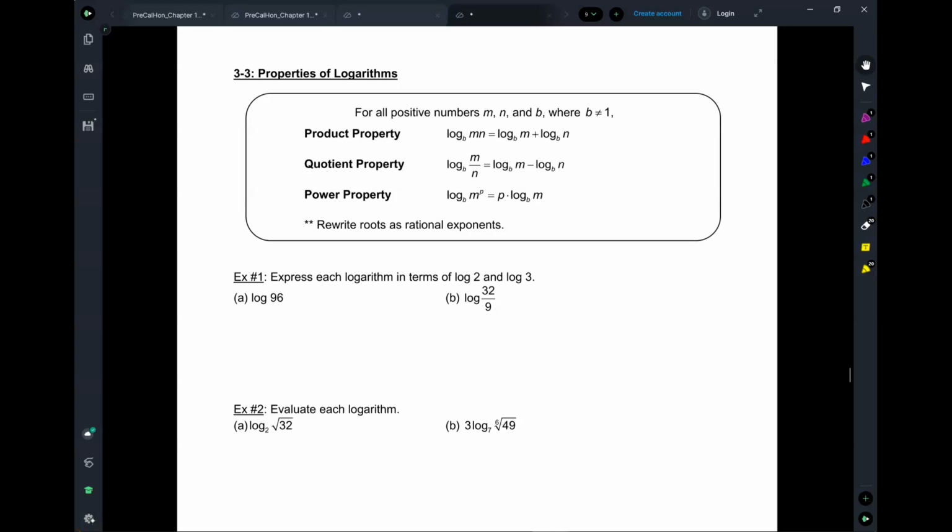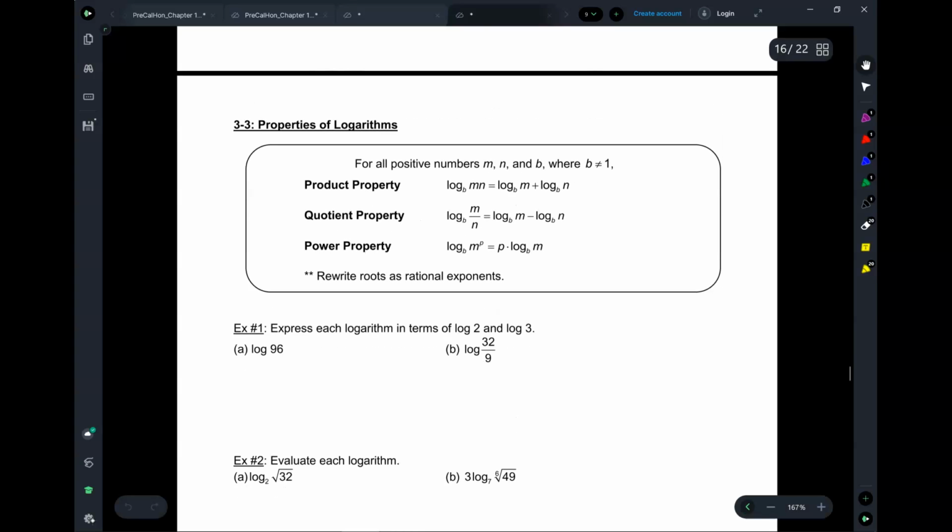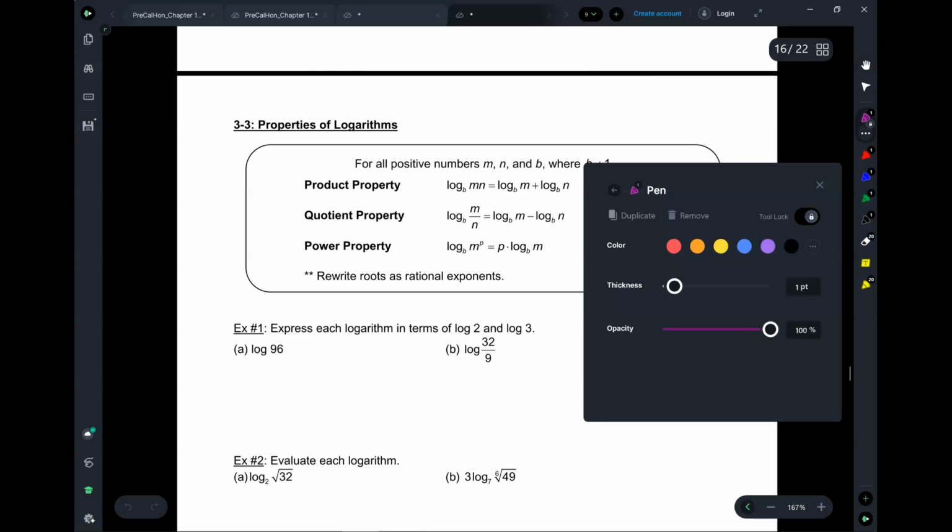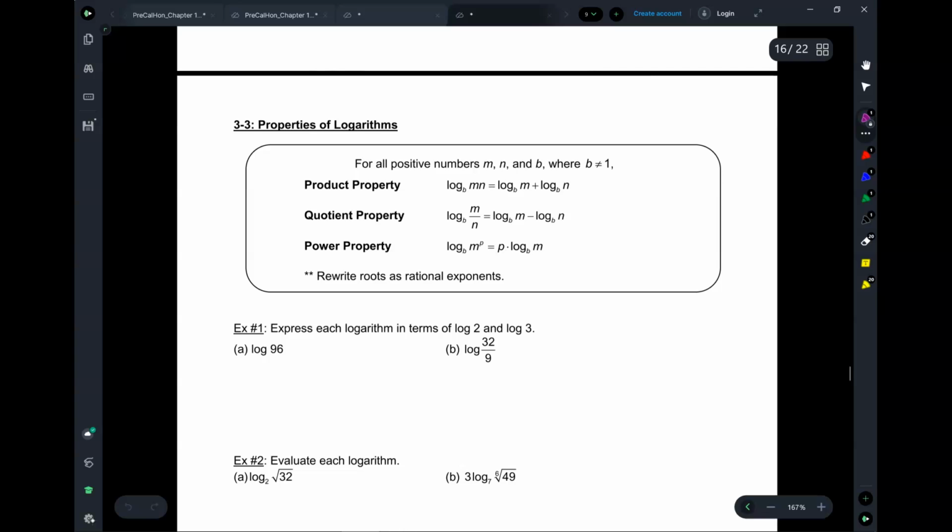Okay, let's talk about logarithms. So, the $1,000,000 question: what is a logarithm? An exponent. Okay, so now, since logarithms are exponents, let's talk about properties of exponents for a very brief second.